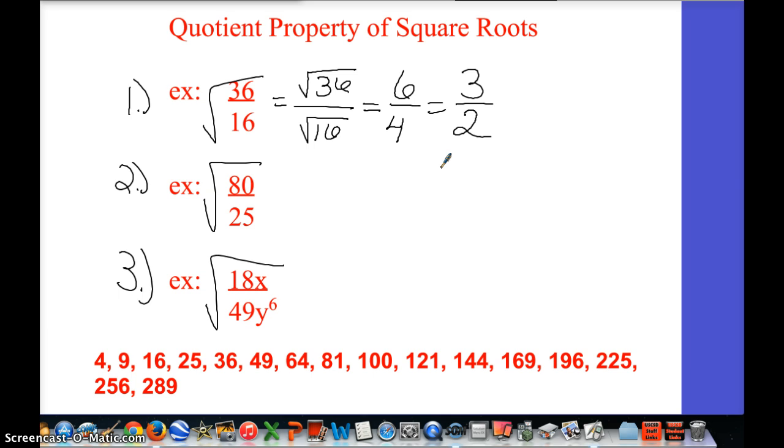The second one, again, let's do the same thing. We get the square root of 80 over the square root of 25. Now, the square root of 25, our denominator, that's pretty simple. We know that's 5. But 80 is not a perfect square. It's not on my list. So let's see, is 80 divisible by any number on my list?